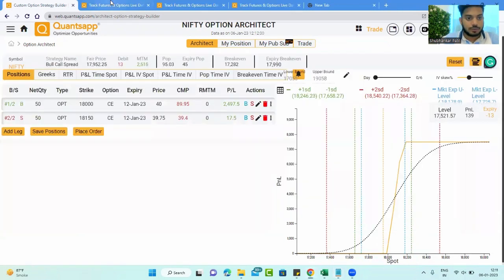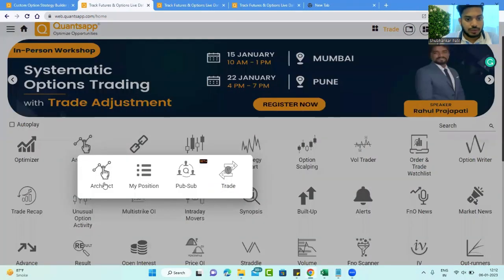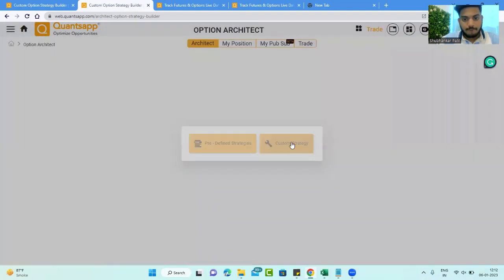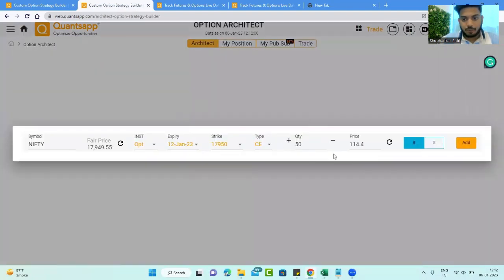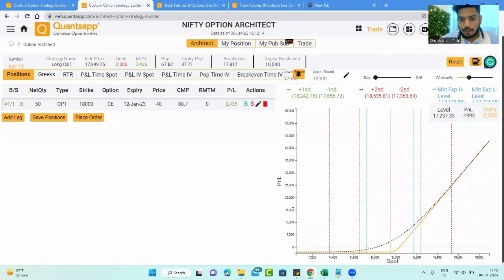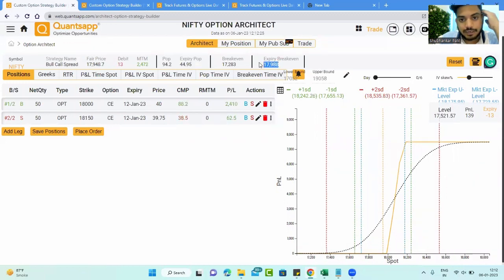Matlab aap agar ek naked call option hold karte. If I just want to show you once a custom strategy, let's say if I bought this at 18,000, right? Let's say 18,000 if I buy it at 40. Okay, so now if you see, if you hold this plain vanilla na, so till expiry the market has to go up to 1840, right? But in this strategy, the adjustment that we made, it is 17,988.